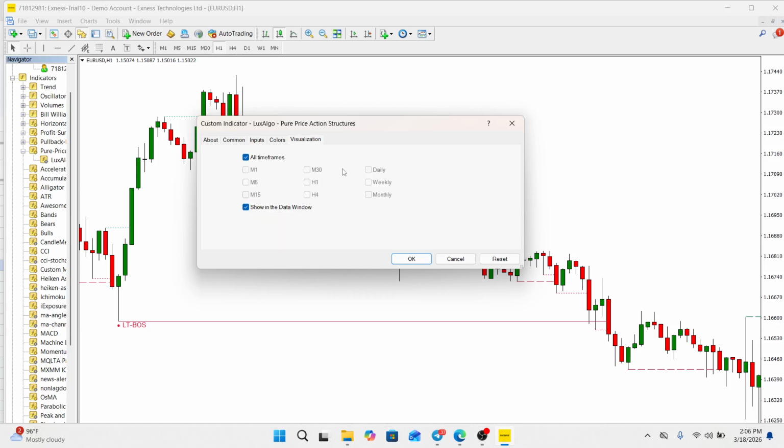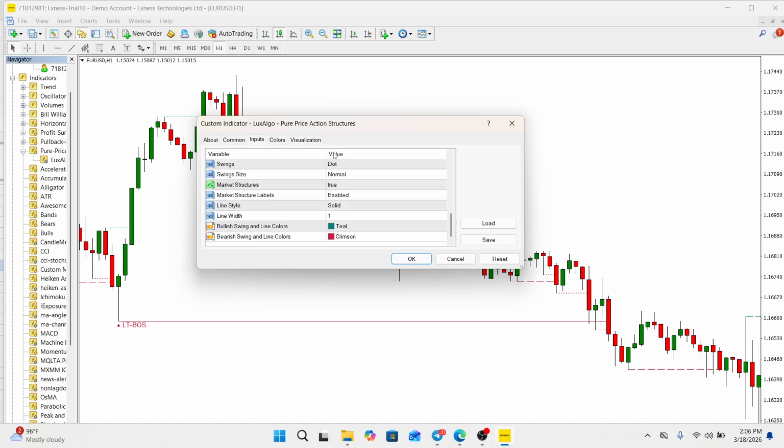Time frame choice acts as an additional setting. In practice, the same indicator will show slower, more stable structures on higher time frames and more frequent shifts on lower ones. So who's this indicator for?